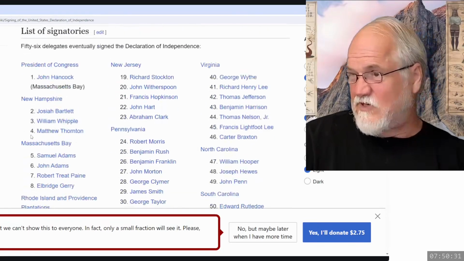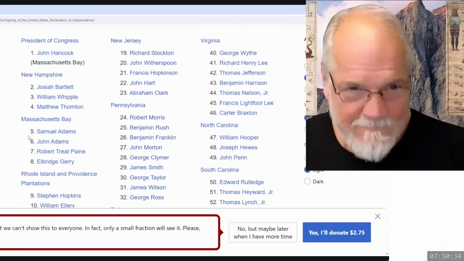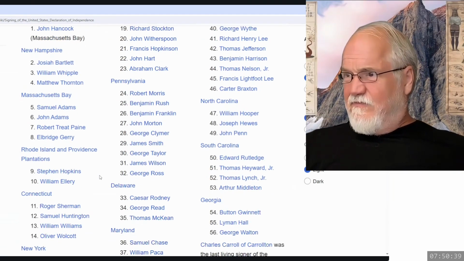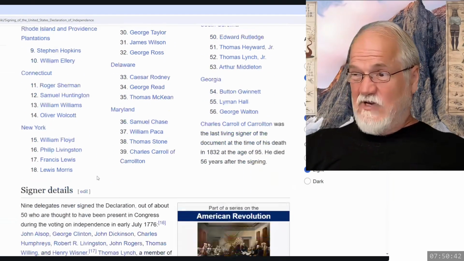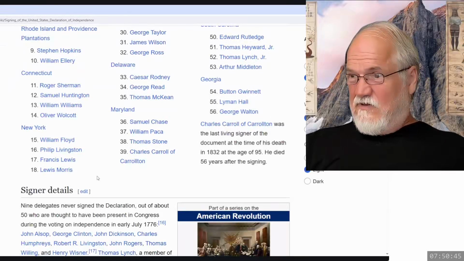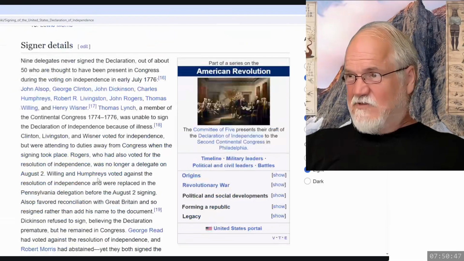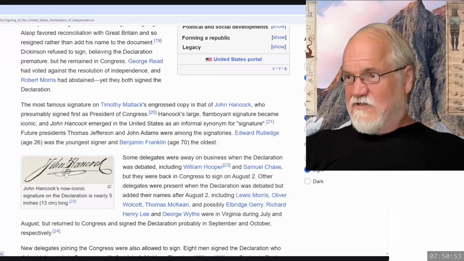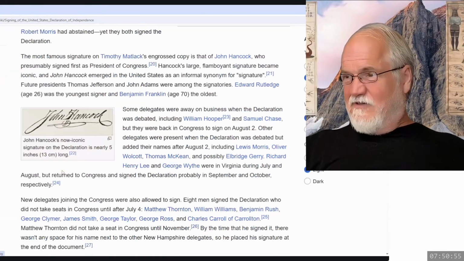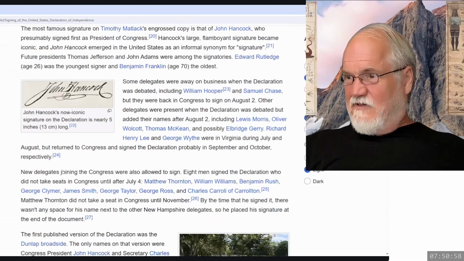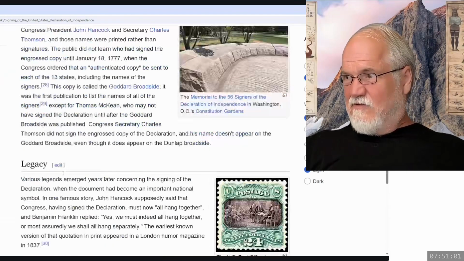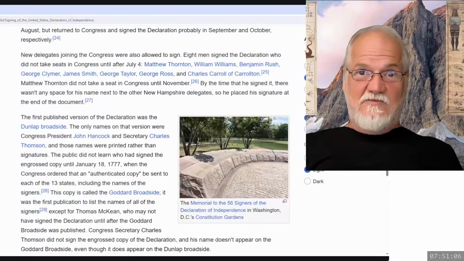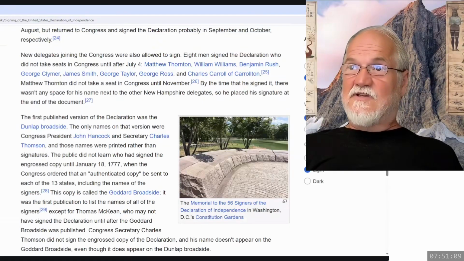Okay, so we can see there's some dispute there, but it seems there's definitely some signing going on July 4th. So it's going to go in here about details about the different signers. John Hancock is the famous, iconic one. Anyway, that's the issue dealing with the signing of the Declaration of Independence.